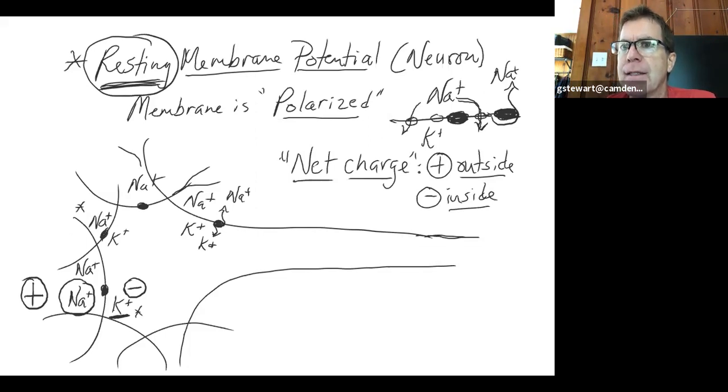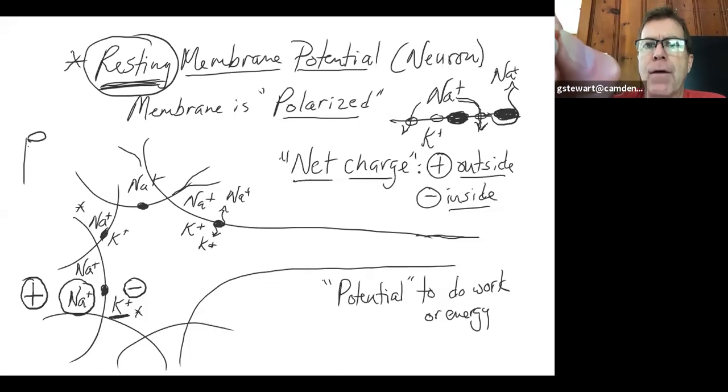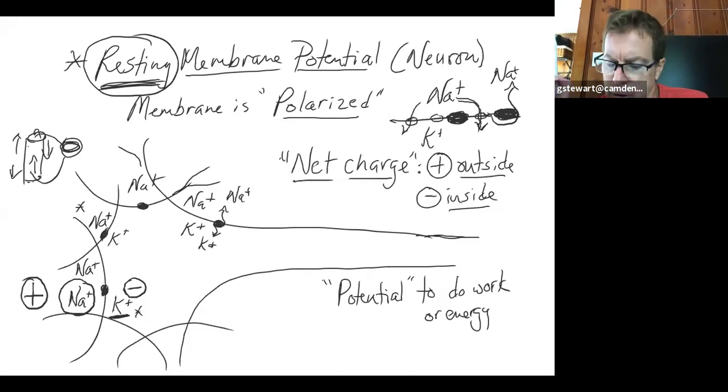And we say that this now has potential to do work or for energy. We're setting up an energized situation, just like that battery that you buy at the store stores energy by separating ions in it. And when you hook something up to it, guess what? It causes the flow of ions to move in the opposite direction. That gives off energy to your device. Same thing with this nerve cell.